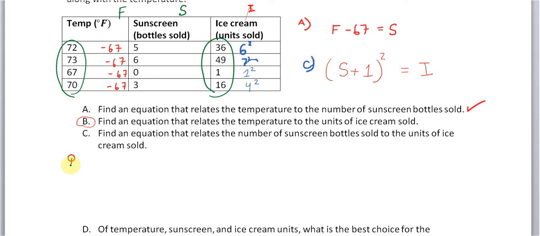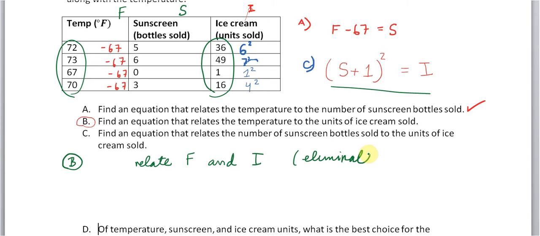But rest assured we could solve and figure out the answer to part B, find that equation, by actually using the two equations we found in parts A and C. So let's start with this equation here, and again, we are trying to relate F, that's the temperature, and I. So that has the same effect of us using the two equations that we already have, and we want to eliminate S. So that's not too hard to do.